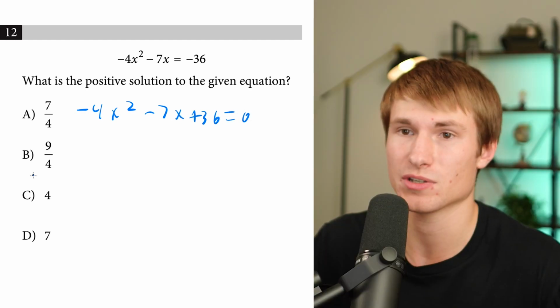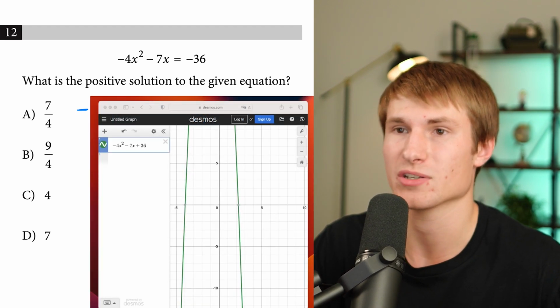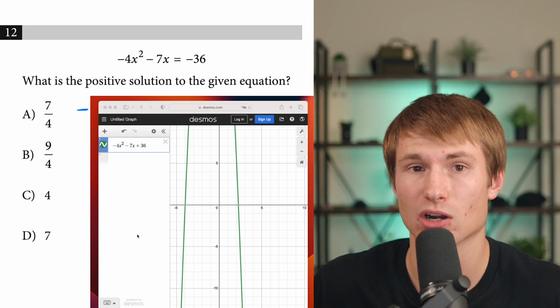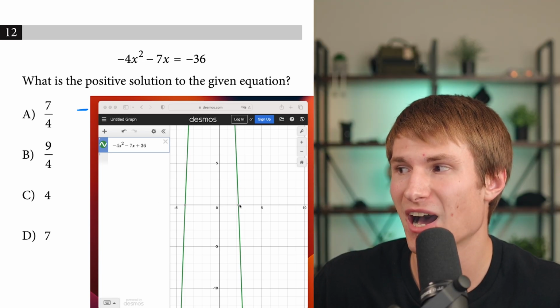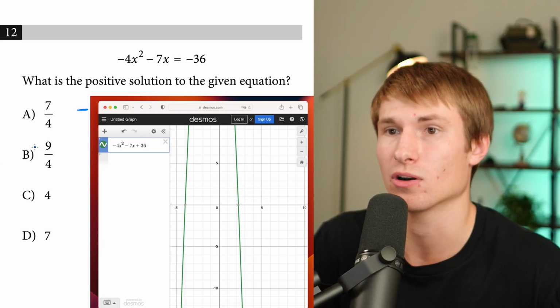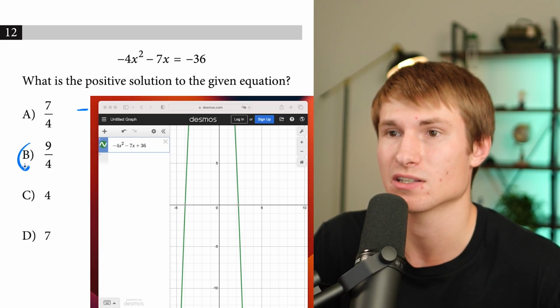Now from here, I'm just going to go ahead and put it in Desmos, and then I'm going to solve for what the positive solution is by looking at where it equals zero, or in other words, where it crosses the x-axis. Now keep in mind, we need the positive solution. So the positive solution here we see is 2.25, or in other words, 9 over 4. So our answer there is going to be answer choice B.